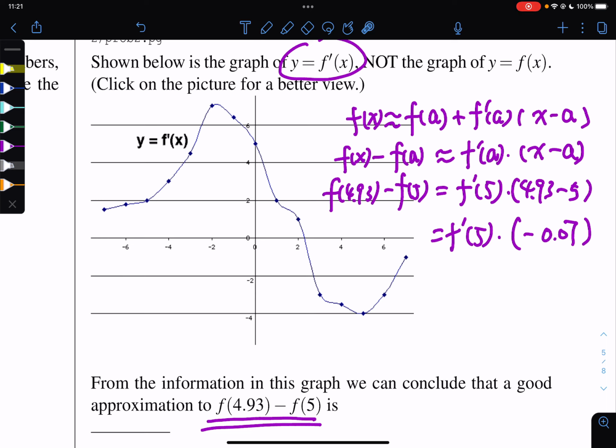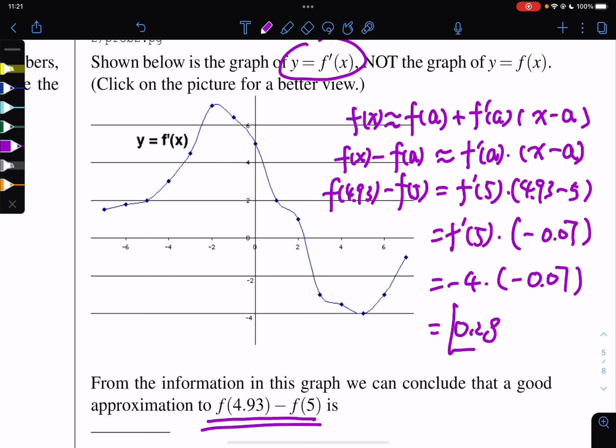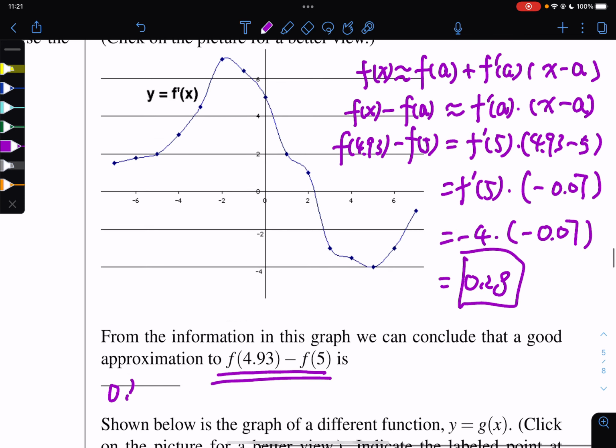Well, what is f prime? The graph of f prime is given. I'm looking for f prime of 5, so it's roughly here. The height is negative 4, so I have negative 4 multiplied by negative 0.07, so it's 0.28. That's my answer, the approximation of the difference of two function values.